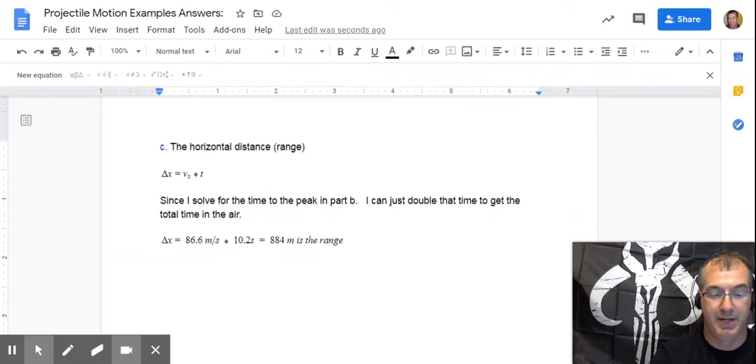So the horizontal range is just the velocity in the x direction multiplied by the time in the air. I have 86.6 meters per second times 10.2 seconds, which gives me a horizontal range of 884 meters.